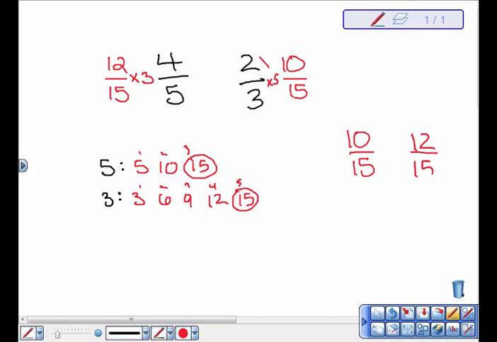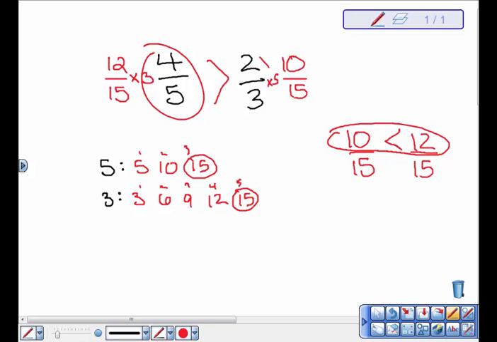Now that these fractions have the same denominator, I can compare them and figure out which one is bigger. I don't even have to look at my denominator. You're going to focus in on the numerator. Which one's bigger, 10 or 12? Well, 12 is bigger. So 12/15 is bigger than 10/15, which means that 4/5, because that's what 12/15 went with, 4/5 is bigger than 2/3.